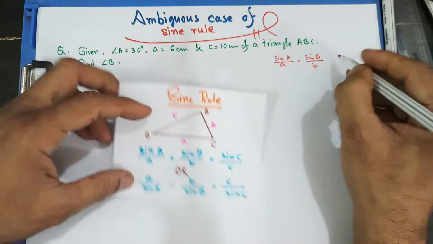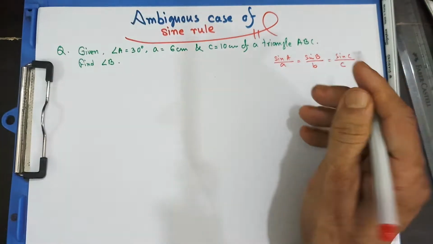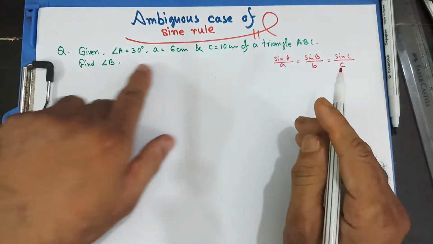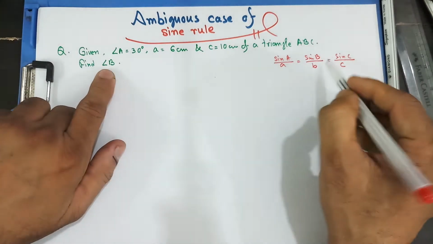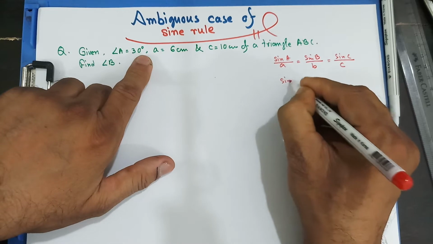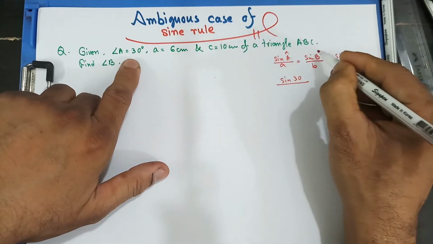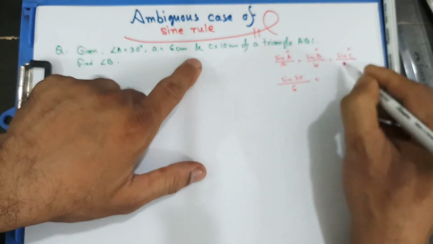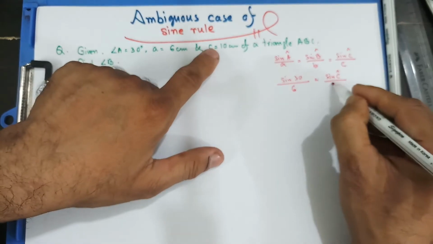Let me write that down. And then sine C over c. Now I don't have a direct way to find angle B, so I'm going to find angle C first. Sine A is given, sine 30 degrees, and opposite of A is a, that's 6 centimeters. Angle C is what I'm going to find out, but c I know, 10.